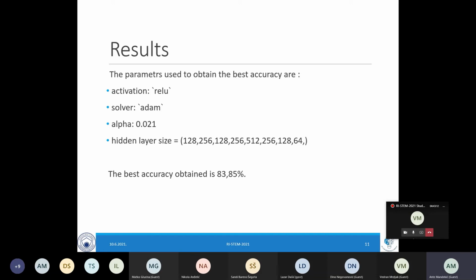After testing the hidden layer of neurons influence on prediction results, we continued with the trial and error method, changing different parameters to get the best results. The parameters presented on the slides are used to obtain the best accuracy. Activation function was ReLU, solver was Adam, alpha was 0.021, and the size of the hidden layer is 8 with the number of neurons seen on the slide. And the best accuracy obtained is 83.85%, which is a high accuracy rate.